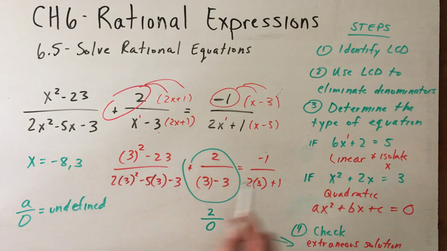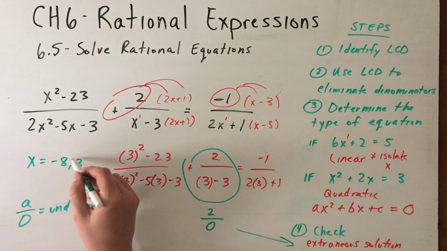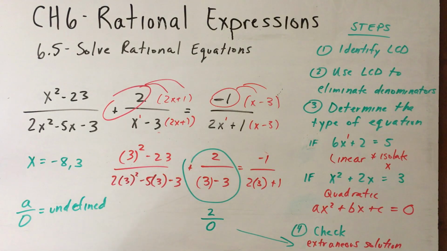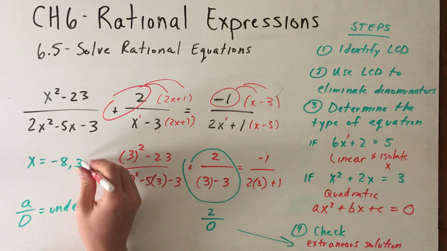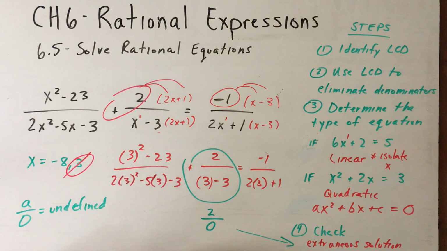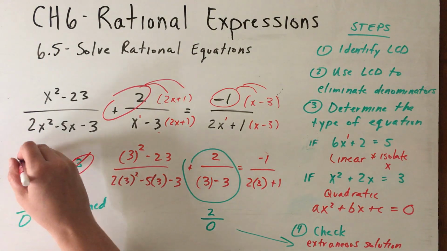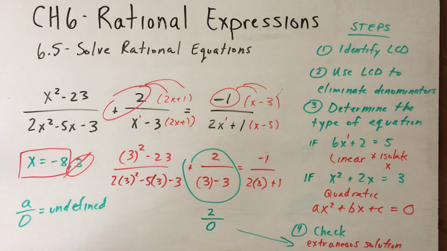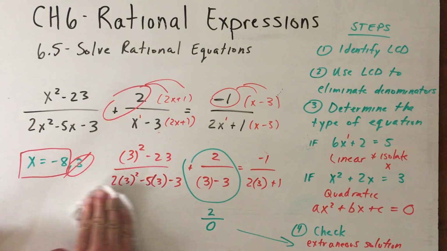So even though we did the algebra and all of our work correctly, this solution right here is a no-go. It doesn't work. So I can't have a 3. So we're going to cross that out and say, hey, our only solution here is this x equals -8. Well, is there a shorter way to check for an extraneous solution? There is. What we're going to do is check up front.